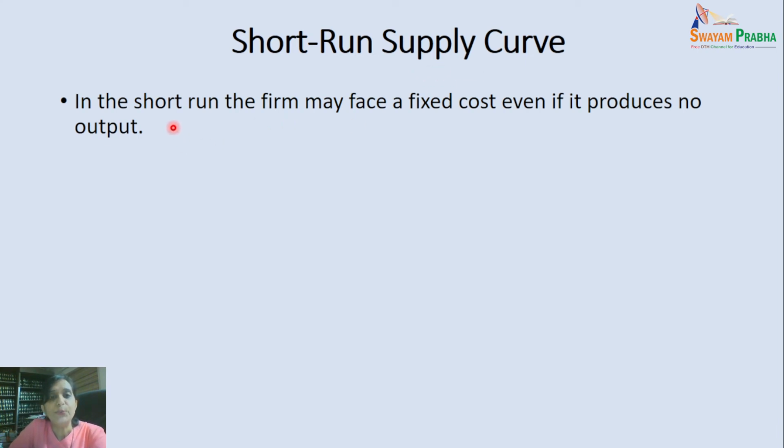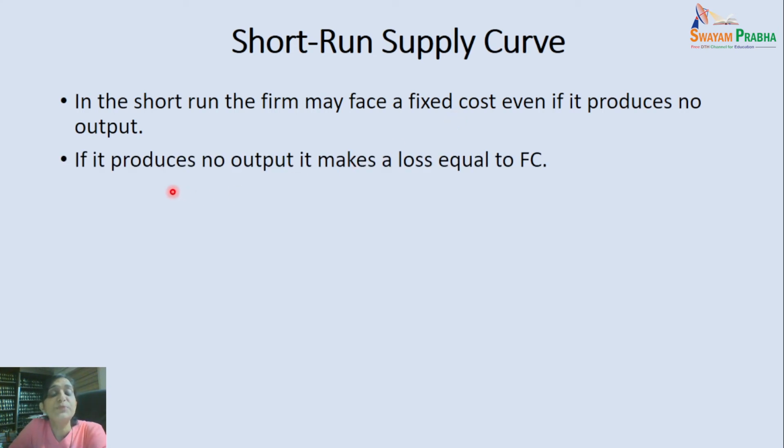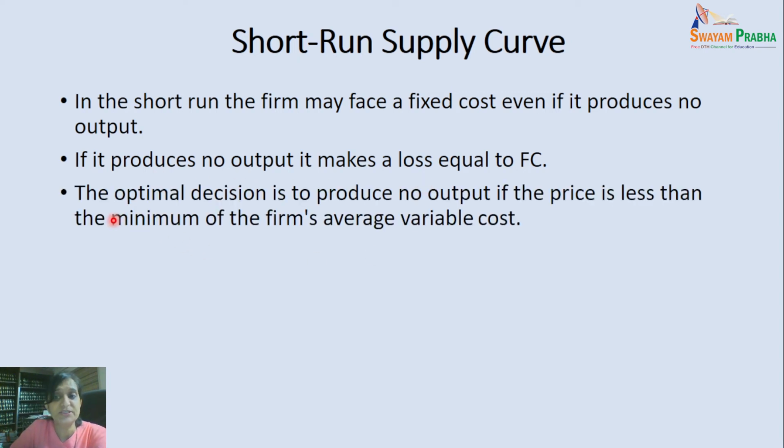Now, we all know that in the short run, the firm may face two types of cost, fixed cost and variable cost. Fixed cost is that cost which is there even when the firm is not producing anything. Remember, the fixed cost curve was always there. It was never zero. So, if it produces no output, its loss is equal to the fixed cost because it is not making anything. So, there is no variable cost. Whatever cost it has is equal to the fixed cost.